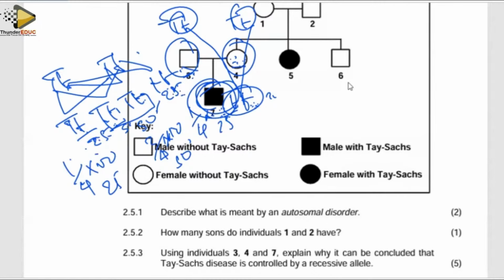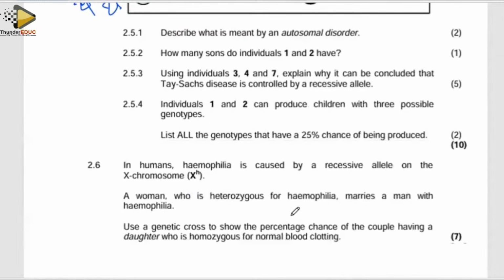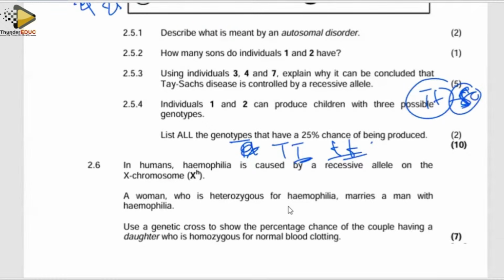So the answer here has to be capital T, capital T, and then small t, small t. The other one, which is capital T, small t, is 50%, while this one is 25%.